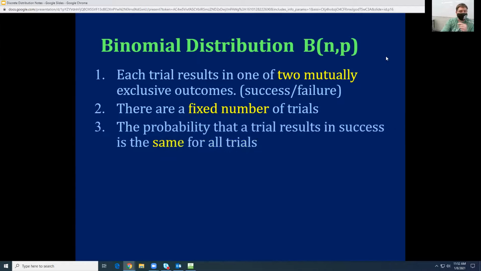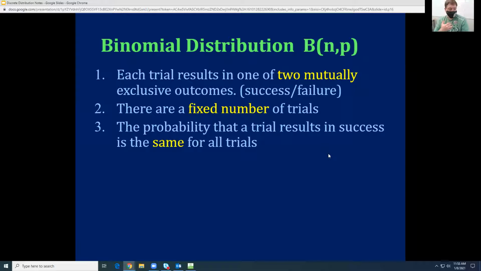And number 3, the final rule is the probability of each trial has to result in the same success rate. Meaning every time I go to do my trial, the percent chance of success versus failure, whatever, has to be the same. So these are all pretty much independent events. Something on the first event can't change the sequential ones afterwards. They all need to be the same.